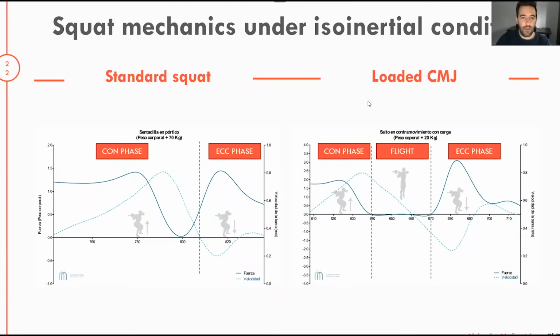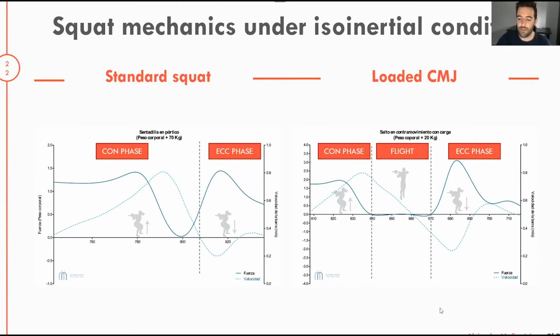If we see, for example, how the mechanics are under isoinertial load in a standard squat, we see that the speed is increased until the end of the concentric phase, and the peak force is achieved a bit earlier. If we have a countermovement jump, let's say a squat with a flight time, we see how this peak speed is delayed most to the end of the phase. This is what really happens during the competition in most of the sports.